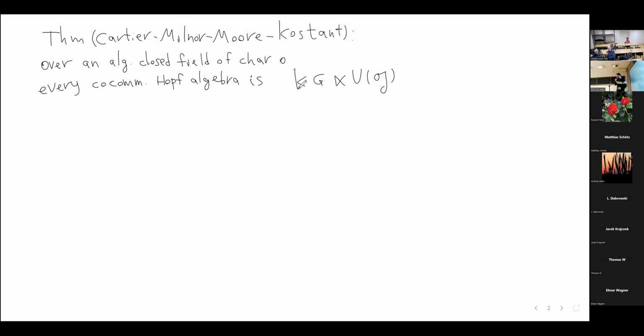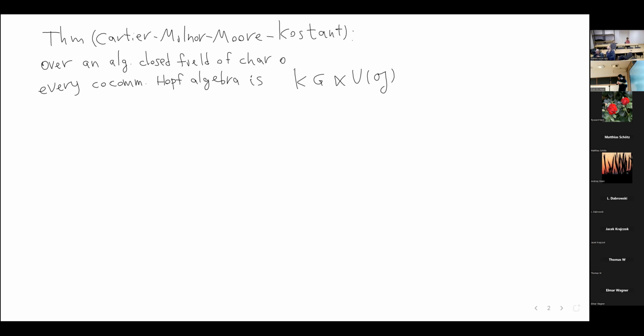Yes, in positive characteristic, you don't even have a good notion of the Lie algebra. You have things like restricted Lie algebras that come into play, and also the universal enveloping algebra, where you have quite a lot of examples. So this is what happens in the commutative or co-commutative case.